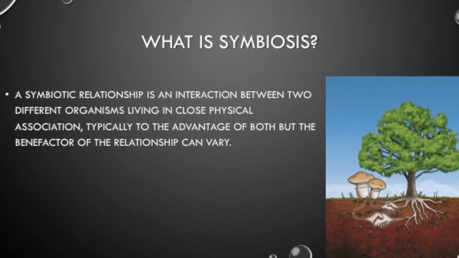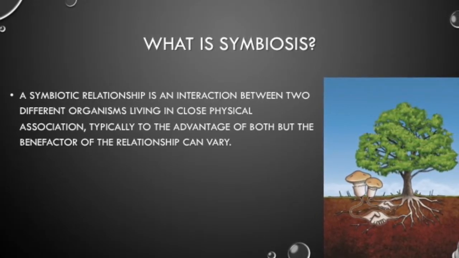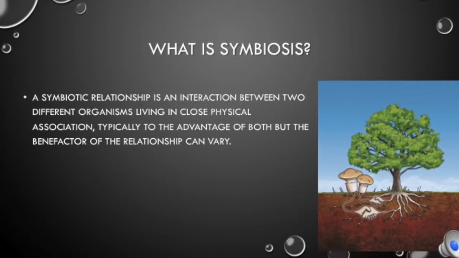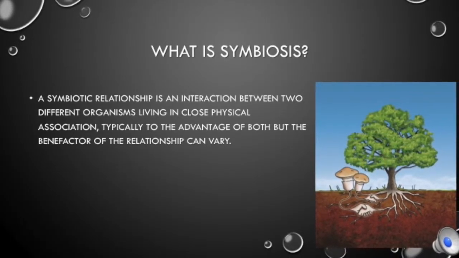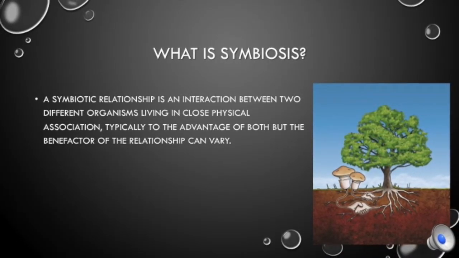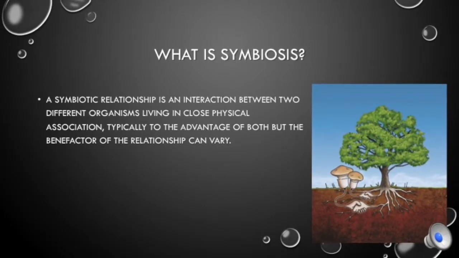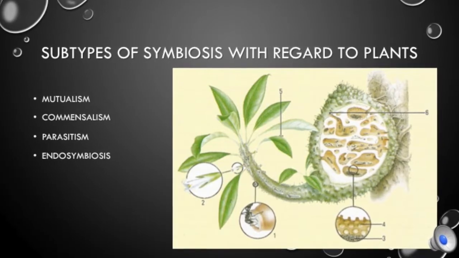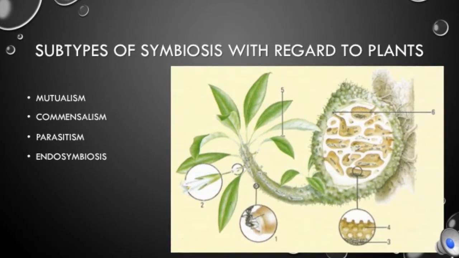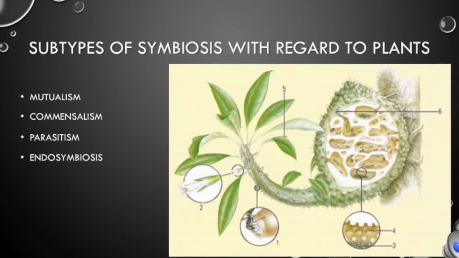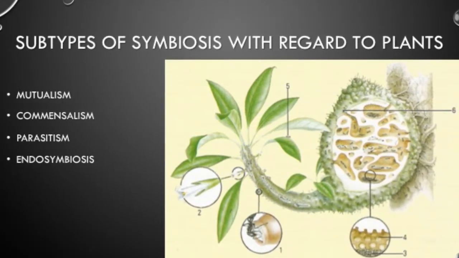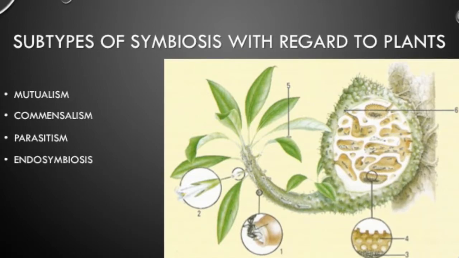First things first, a symbiotic relationship is an interaction between two different organisms living in close physical association, typically to the advantage of both, but the benefactor of the relationship can vary. This variation comes out of four subtypes of symbiosis, and we will be speaking about these with regard to plants. The four subtypes are mutualism, commensalism, parasitism, and endosymbiosis.